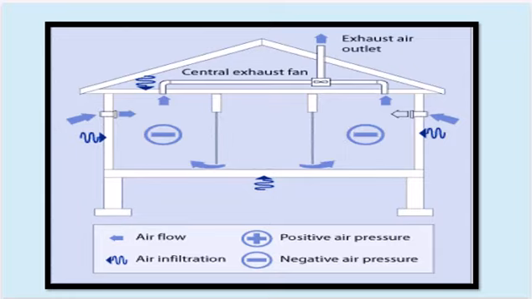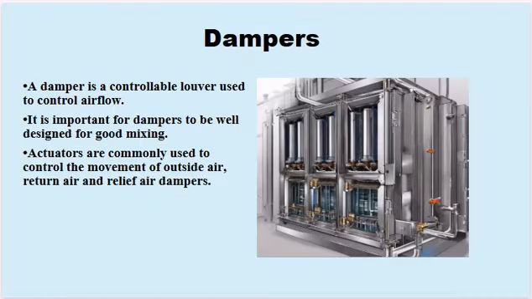Understanding this airflow system is crucial for effective ventilation, as it ensures the continuous exchange of air, improving indoor air quality while controlling humidity and odors. Dampers. Now let's move on to dampers. These are essential devices in HVAC systems that help regulate and control airflow.